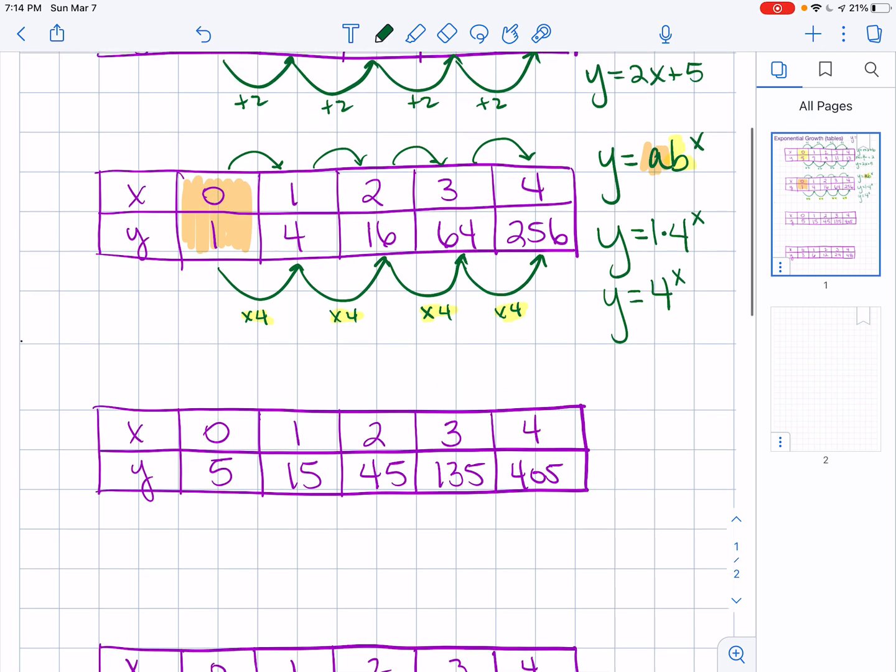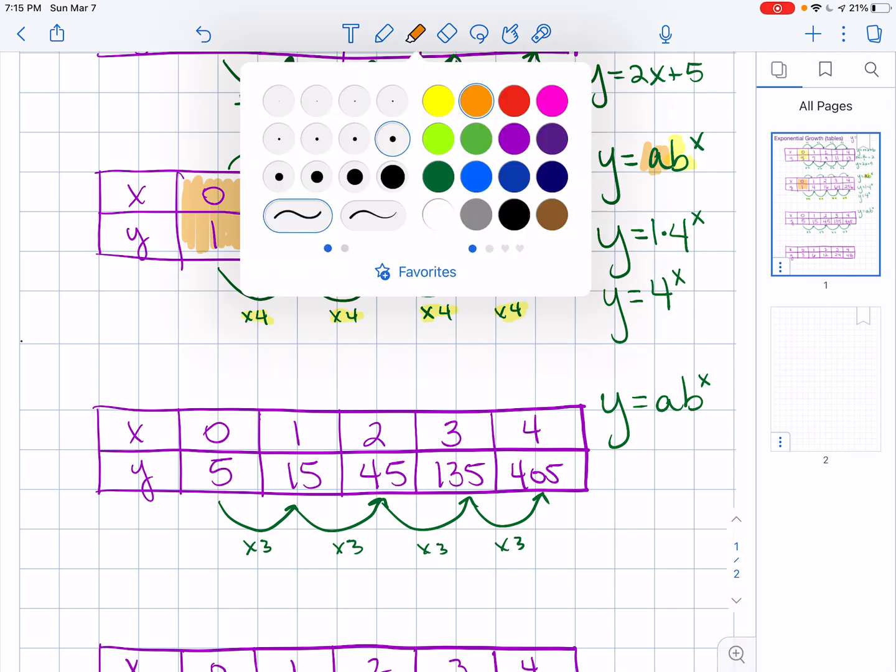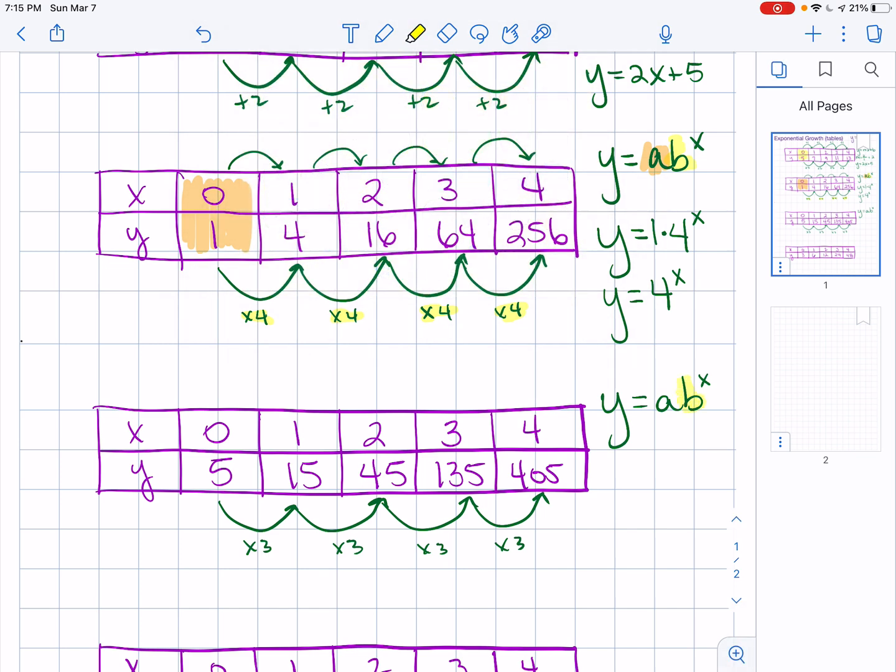So in this problem here, again, if I look at this in terms of how it's changing, I can see that this one is times 3. Let's see, 15 to 45 is also times 3. Times 3 there, and then finally times 3. Okay, so in working with my a times b to the x, the b value, which represents our growth factor, is going to come from how this is changing here. And again, I do want to check and make sure that my x values are changing by 1, which they are. So I'm going to have y equals something times 3 to the power of x.